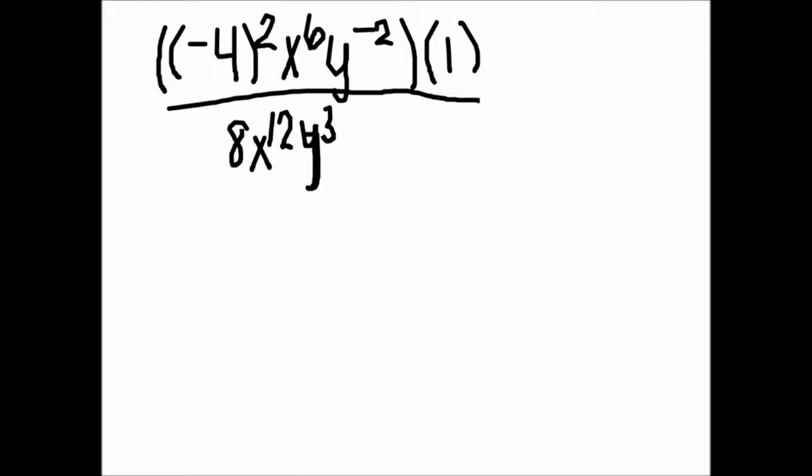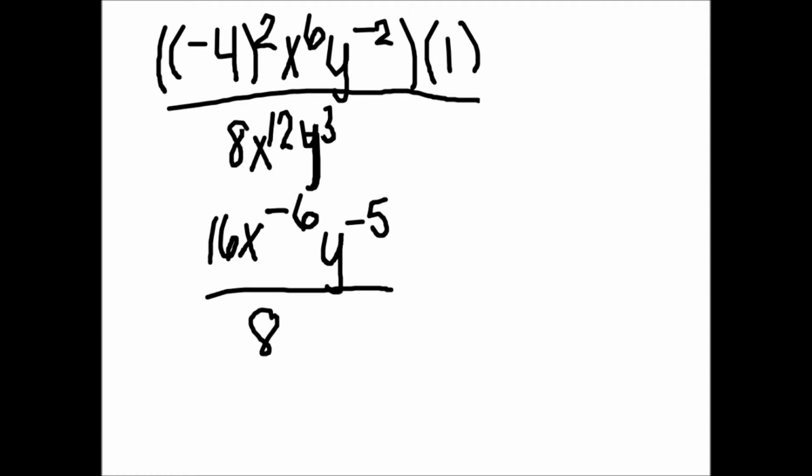So negative 4 to the 2nd power is 16. We have x to the 6th, y to the negative 2. Okay, when we're doing division with exponents, you subtract them. So we have x to the 6th in the top and x to the 12th in the bottom. So it would be x 6 minus 12, so x to the negative 6. And the same thing with y to the negative 2 minus y to the 3rd. So we would have y to the negative 5 divided by 8.